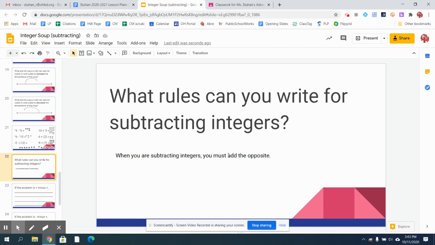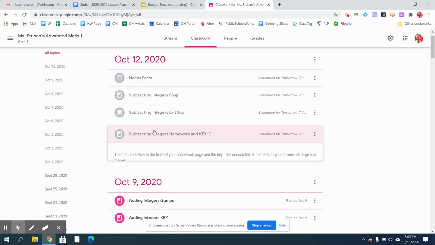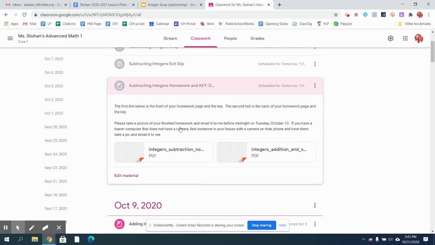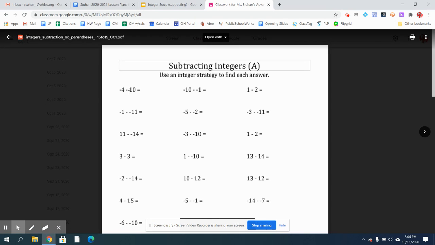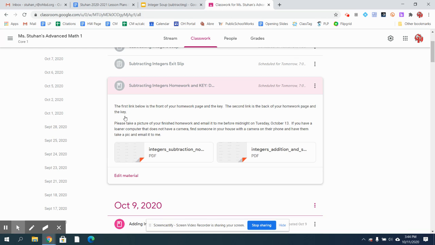Remember this, when subtracting integers, you must add the opposite. It makes life a lot easier. So hopefully you will be able to go ahead and do your homework for today. I would highly recommend that when you're doing your subtracting integers homework packet that I gave you on Friday, you use the counters and do the subtraction, the plus and minus signs that we did in the presentation here, and then check it by adding the opposite and following that rule.